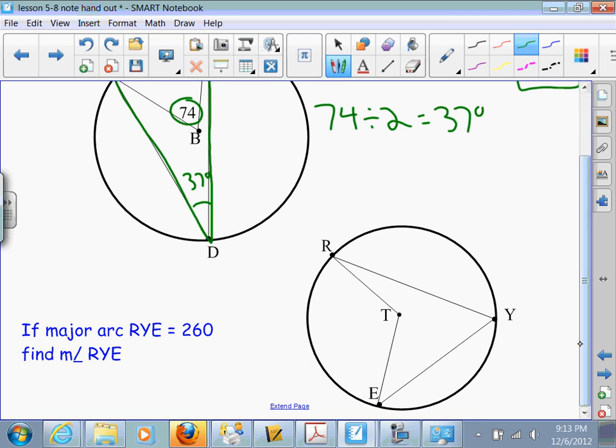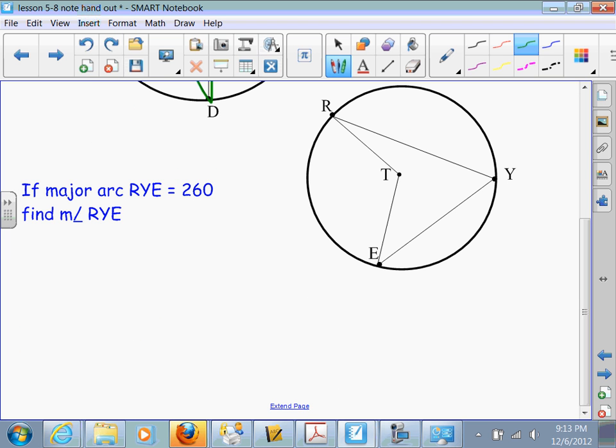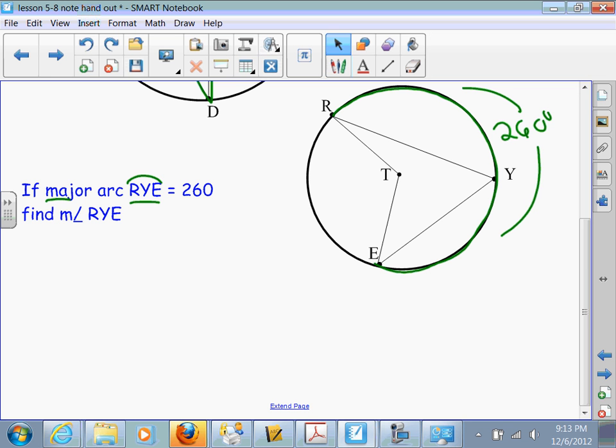Last question we're going to talk about. It says if major arc RYE is 260 degrees. Let me bring this up a little bit. Major arc RYE is 260 degrees. So this arc here is 260 degrees from here to here, right? Then I want to find the measurement of angle RYE, which is this angle here.